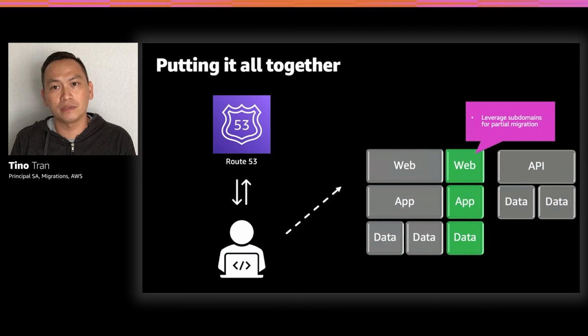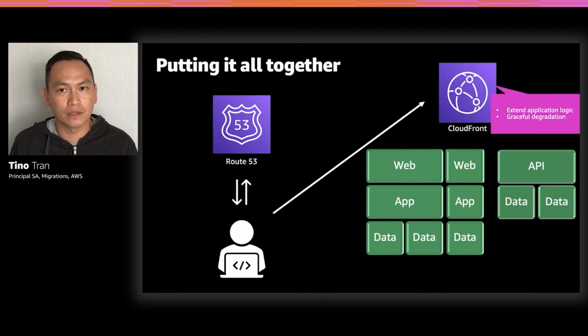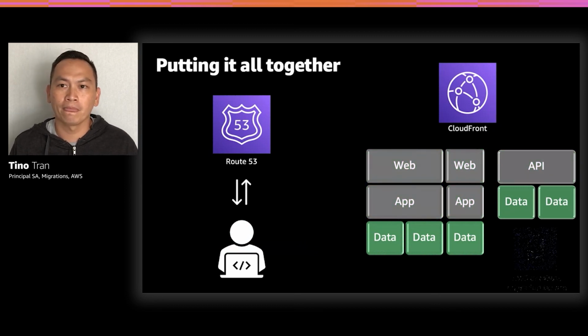Move independent components if possible. If you're architected to do so with decoupled components, consider leveraging subdomaining to make that process a little bit easier. And then also consider using a service like CloudFront to add availability, scalability, and also, most importantly for these cases, the ability to extend your application logic to infrastructure outside of your core application stack, right?